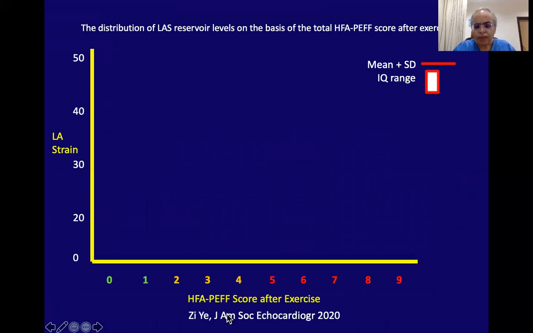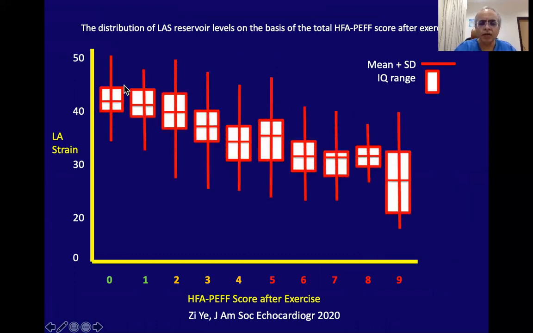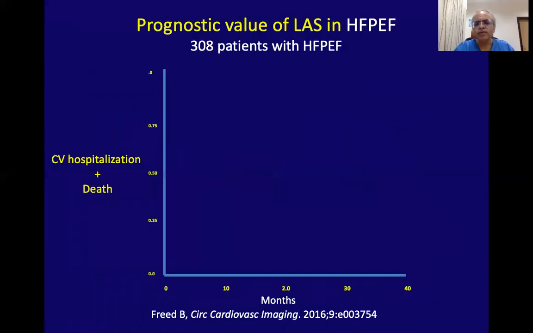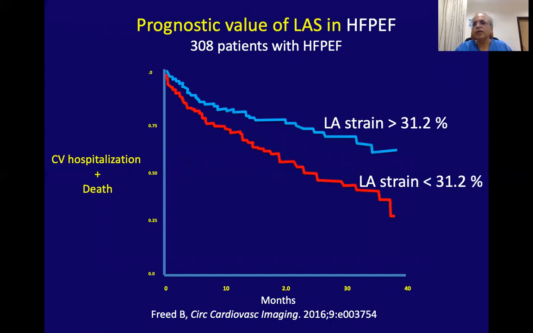Now the Mayo group showed that the HFA-PEFF score after exercise almost inversely linearly correlated with the LS strain. So the lower the LS strain you have, the higher you will have a HFA-PEFF score with exercise, suggesting that the patient has a high possibility of heart failure with preserved ejection fraction. Also there is a prognostic importance with the LS strain less than 31%. You have higher chances of CV hospitalization and death.